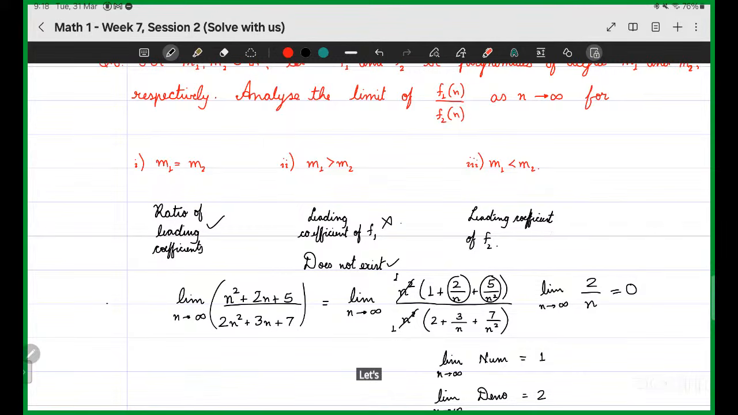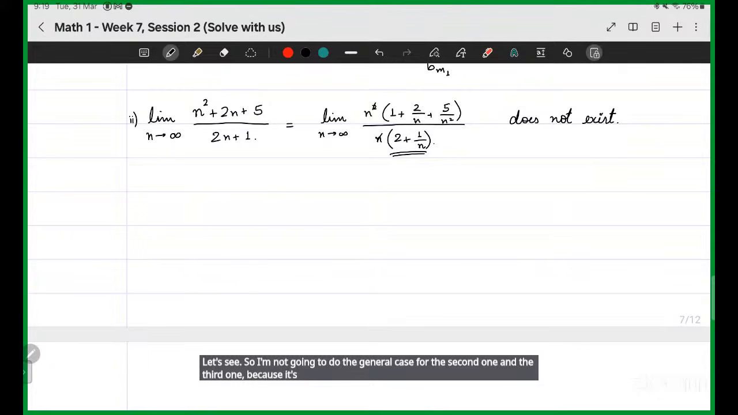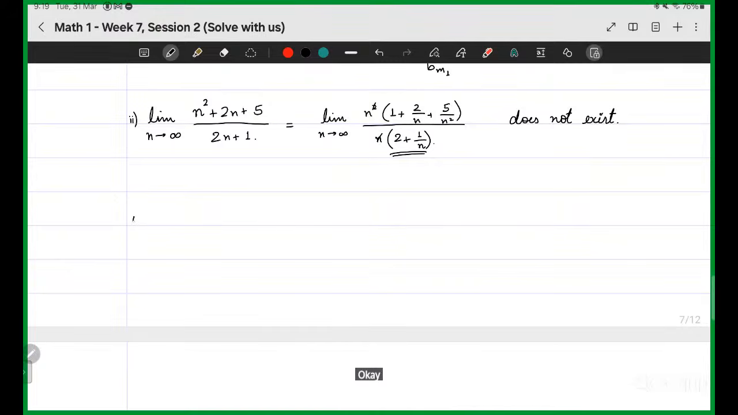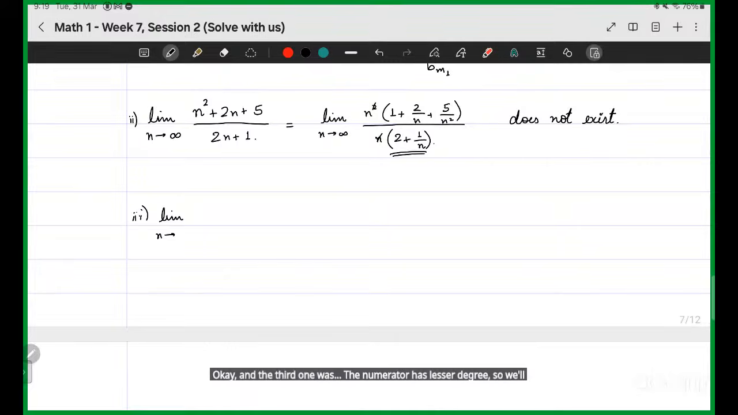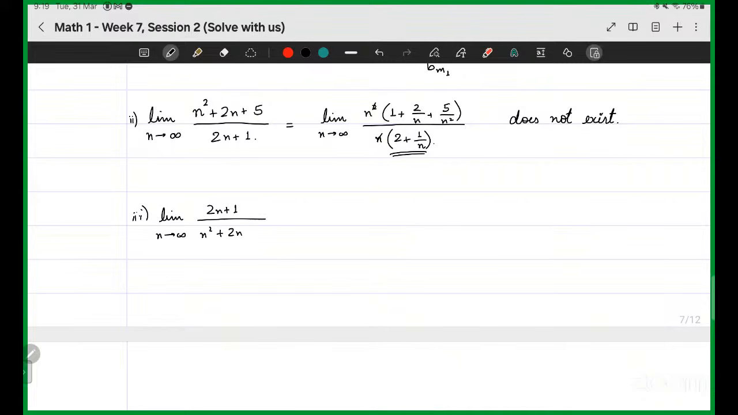Let's see. So I'm not going to do the general case for the second one and the third one because it's similar. So in the numerator, you'll be left with something because the degree is higher. Okay, and the third one was the numerator has lesser degree. So we'll just take the reciprocal of that. So what happens in this case is if I do the same separating, taking out the biggest degree out, I'd be left with something like this.